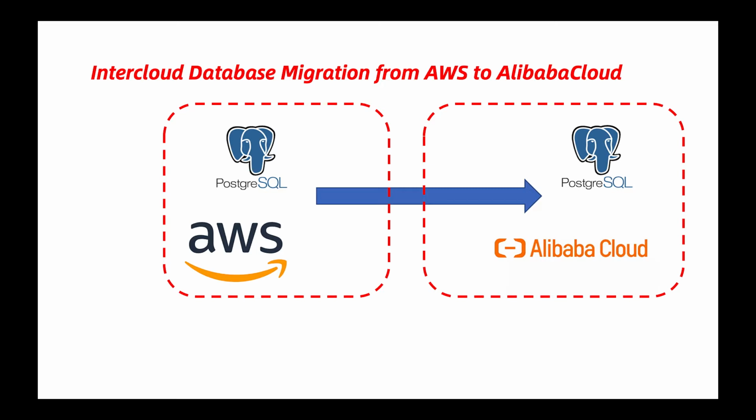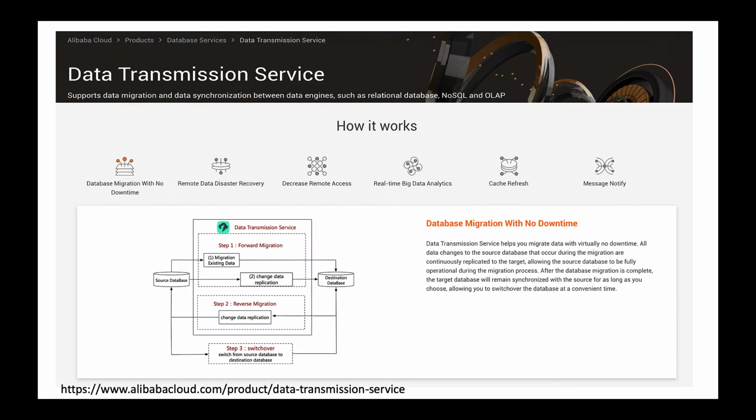So instead of using the DMS from AWS, we're using this Data Transmission Service, short for DTS, that is built by Alibaba Cloud. The DTS is a very similar tool that supports data migration and synchronization between different data engines, and particularly for relational databases. Today, we'll talk about how to do that for PostgreSQL. This is also one of the tools that you can specially leverage for database migration. It also provides similar functionalities, like migrating the existing data and also incremental data migration and replication.